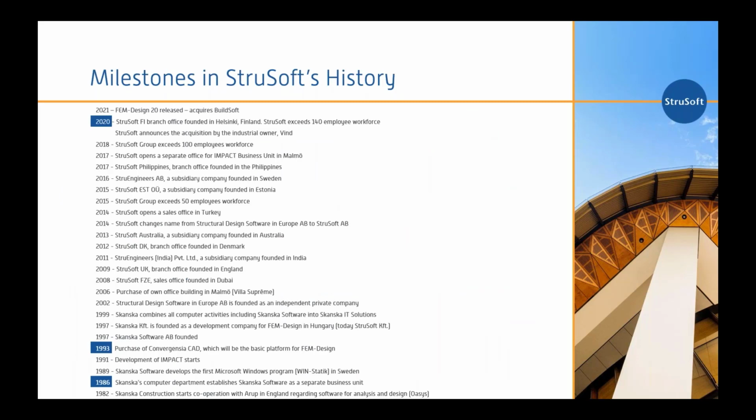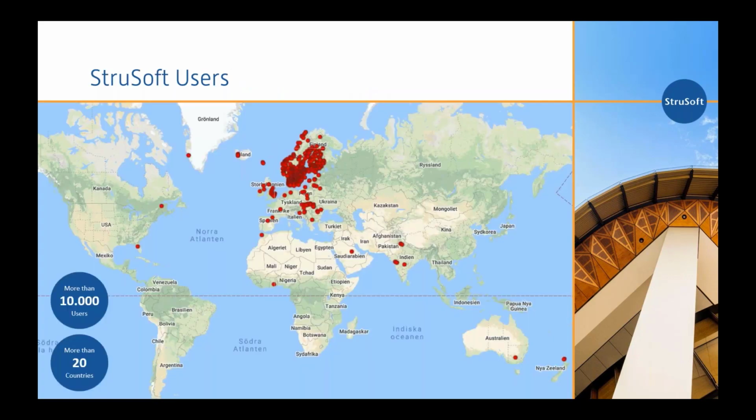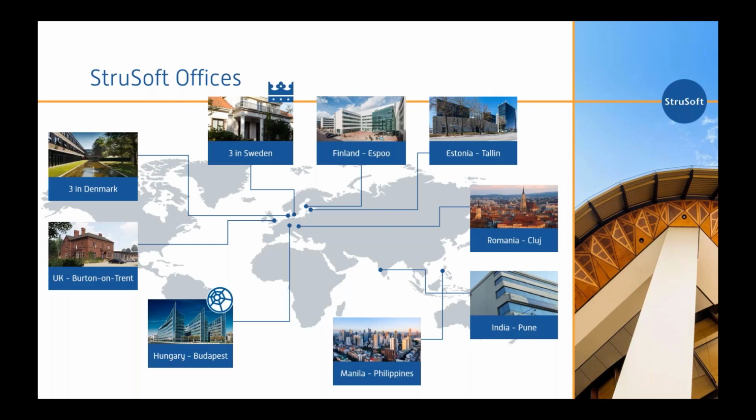If we take a look at Strusoft's history in this timeline, stretching from 1982, when it was part of Skanska Construction, up to 2021, the present year, when the latest version, FEM-Design 20, has been released. And another milestone would be the acquisition of Buildsoft, the structural design software company in Netherlands. We have more than 10,000 users around the world using our software. And we have offices around the world with the headquarters in Sweden.